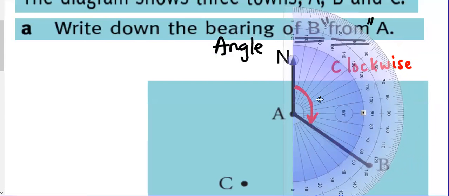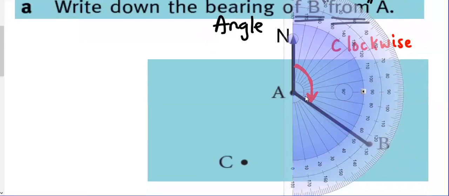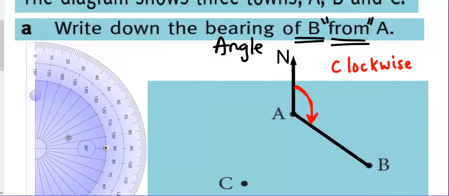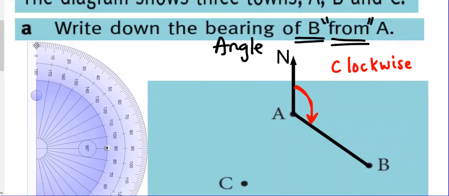So now go ahead reading this angle from 0. This is 0. You read the outside numbers. Can you see these numbers? 0, 10, 20, 30, 40, 50, because you are measuring clockwise. So you read the numbers outside the protractor, which starts from here, 0, 10, 20, and so on.